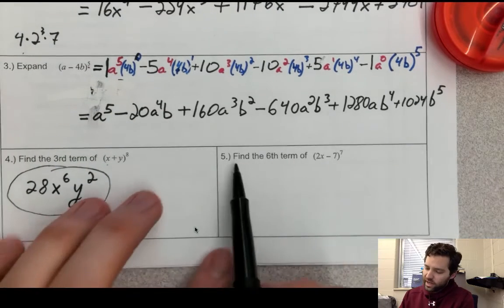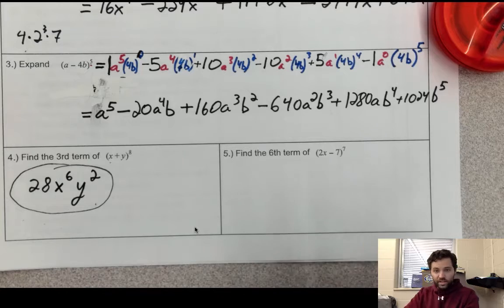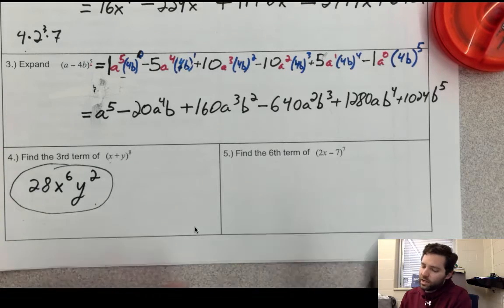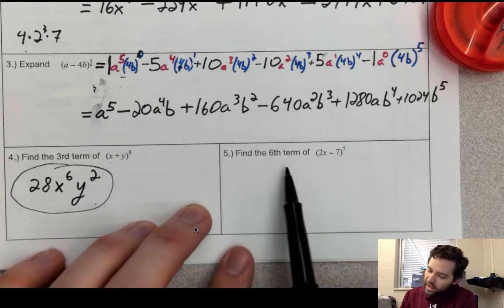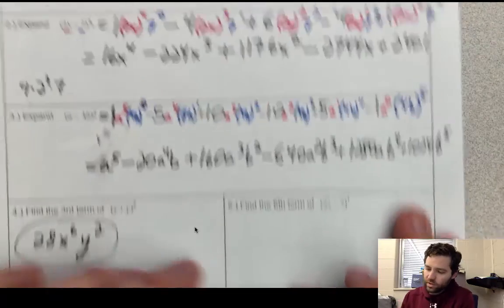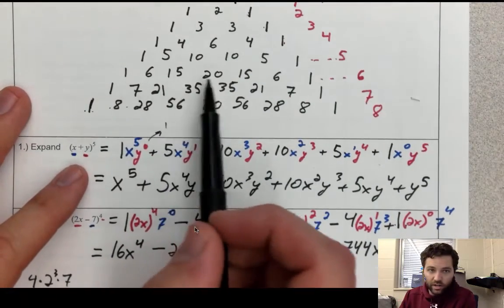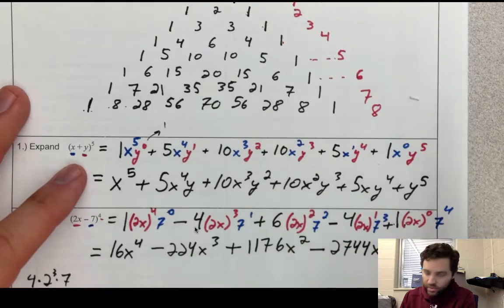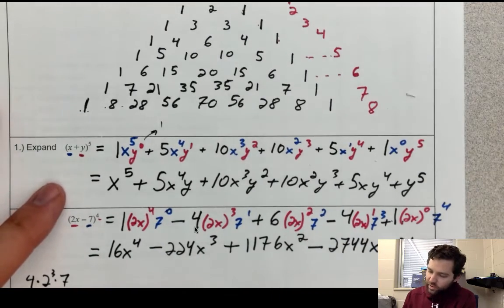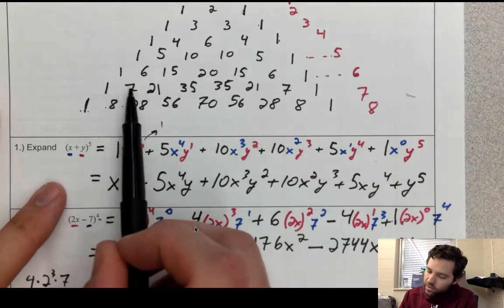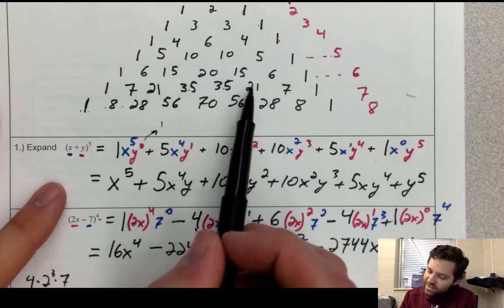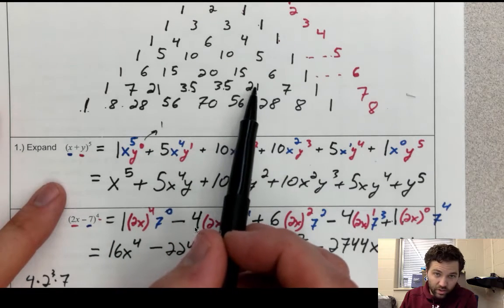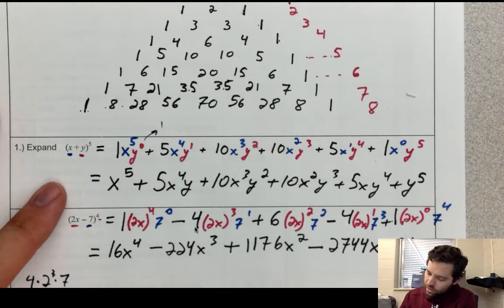All right, last thing. Find the 6th term of this, 2x minus 7 to the 7th. All right, to do that, I'm going to look at the correct row. So 7th power means this row right here, 1, 7, 21, 35, 21, 7, 1. Okay, find the 6th term. So I'm going to go 1, 2, 3, 4, 5, 6. This will be the 6th term here on this 21. So 21 will be the coefficient.